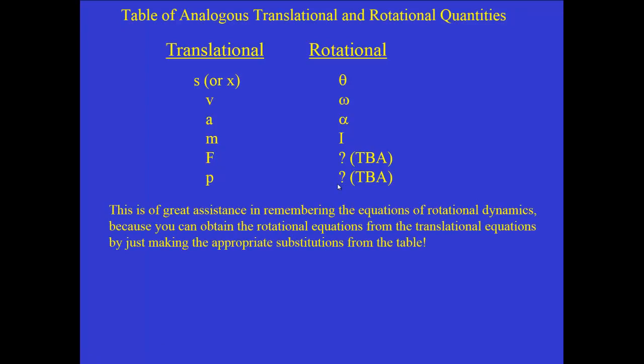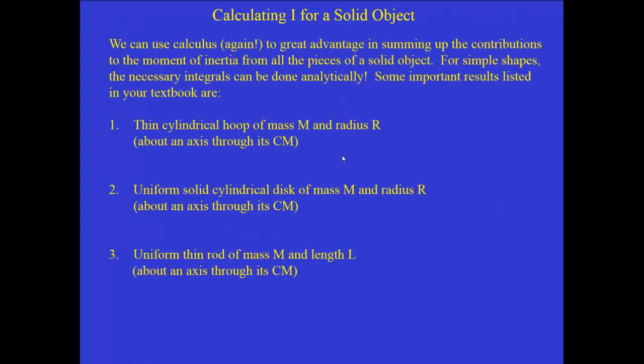So the reason I point this out with the table is it helps me to remember the equations. If I remember, for example, that F is equal to mass times acceleration, then if I know what the rotational analogs are for force and mass and acceleration, I can write down a rotational version for Newton's second law by just making simple substitutions. All right, let's look at how we calculate this moment of inertia for a solid object.